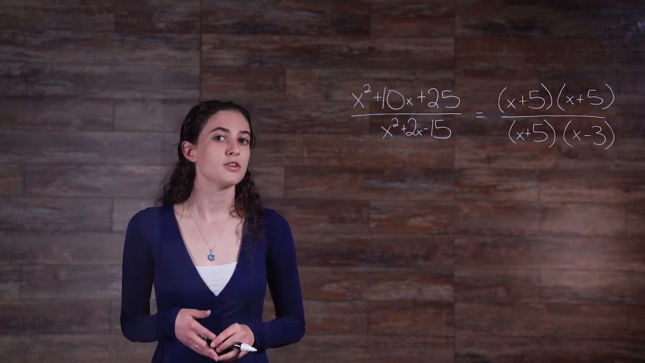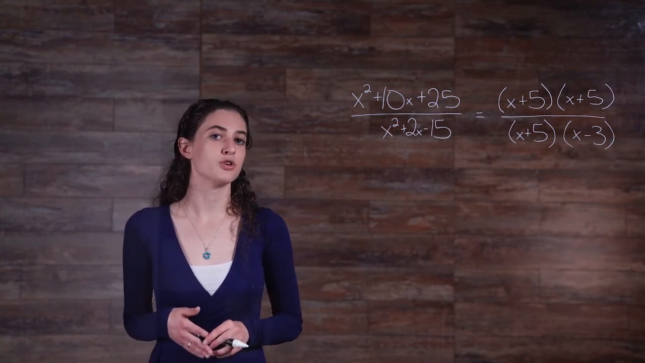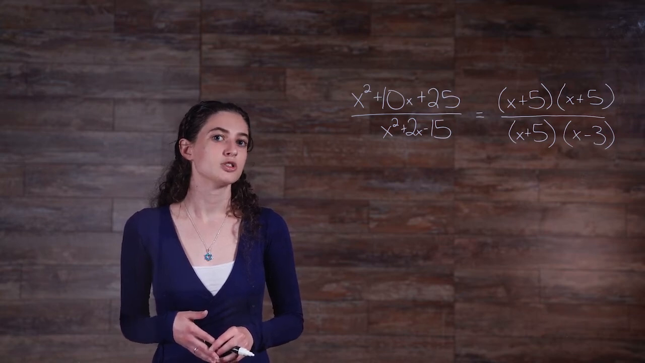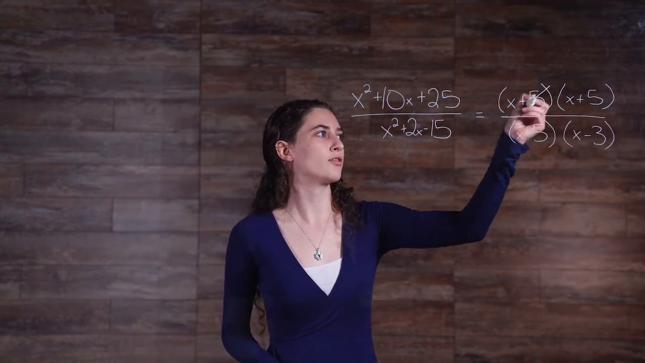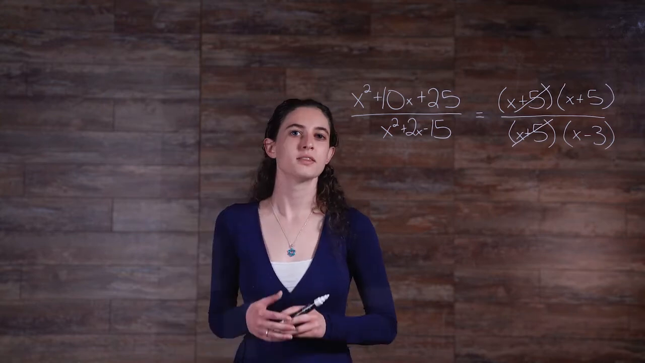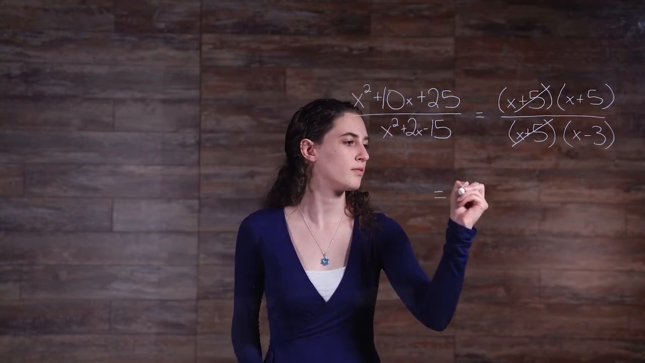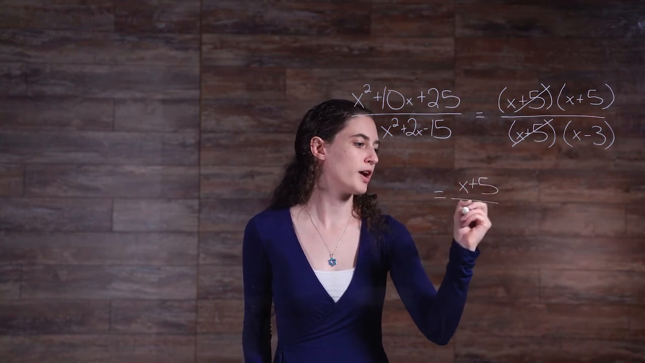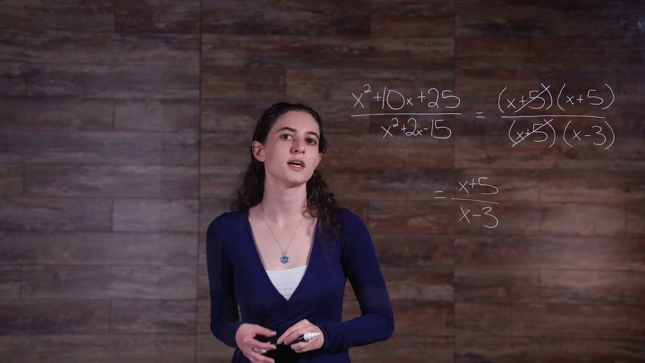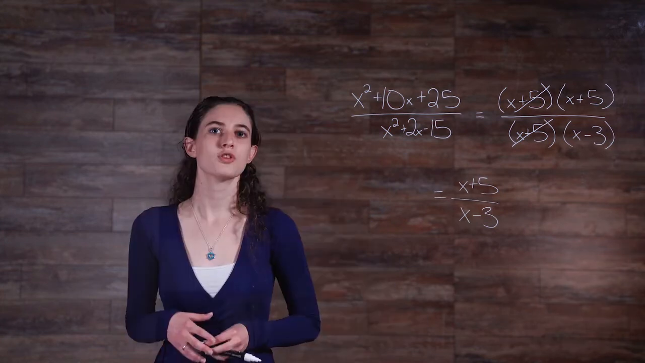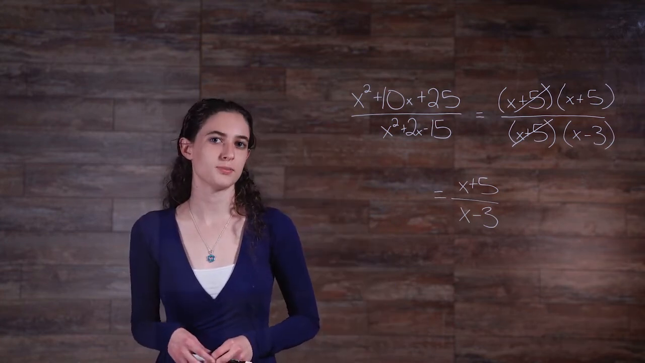And lastly, the factor x plus 5 is in both the numerator and the denominator, so these factors cancel out of the rational expression. This leaves us with the simplified expression of x plus 5 over x minus 3, with domain restrictions of negative 5 and 3. The more you practice, the easier this process becomes.